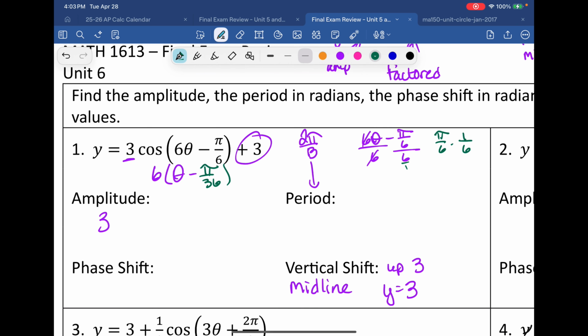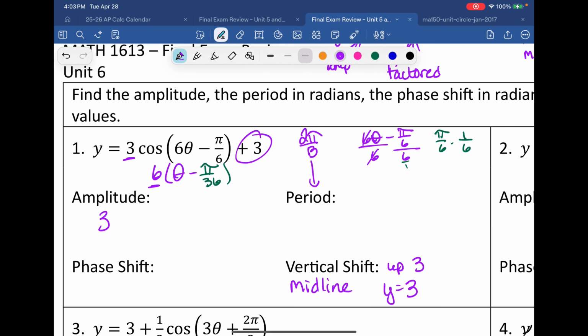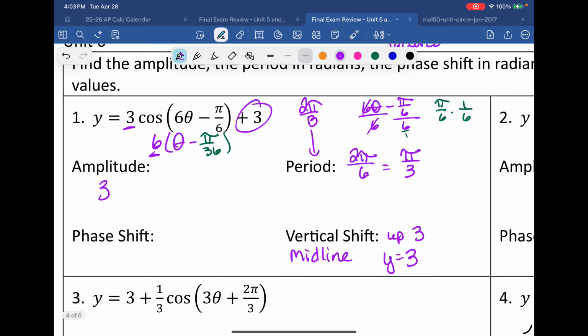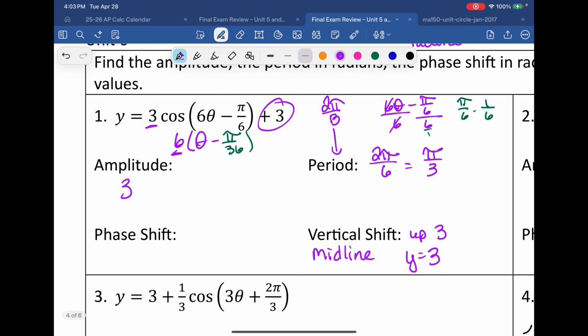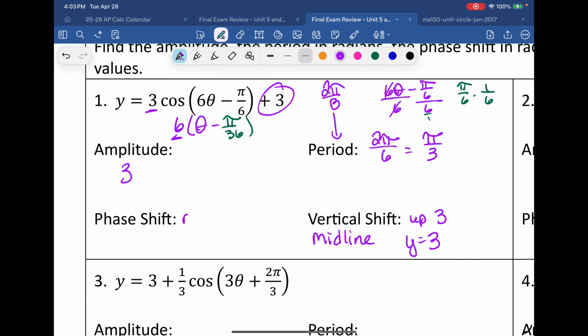All right, so then the period, now that I have the B out, 2 pi divided by 6, which is pi over 3. And the C is your phase shift. Opposite of what you think it should be. Minus is right, plus is left. So this is a minus pi over 36.